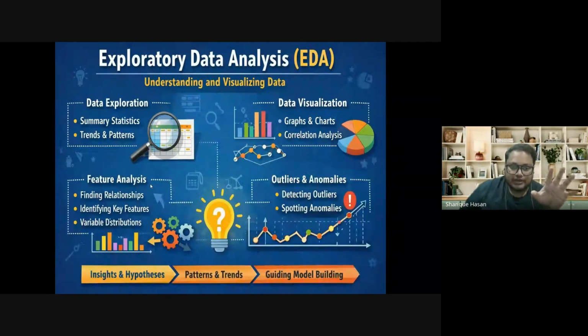Second is feature analysis, which is finding relationships, identifying the key features and variable distribution. What do you mean by finding relationships?